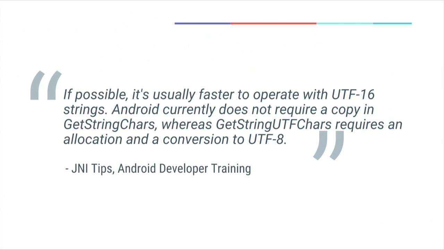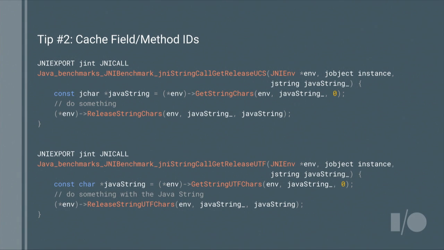If possible, it is usually faster to operate with UTF-16 strings. Android does usually not require a copy in GetStringChars, whereas GetStringUTFChars does. Basically, it makes sense. If we don't have to copy strings, it's going to be faster, right? So here are the two calls that get a string. You can either get the UCS string, which is a 16-bit standard format for the managed side of things, and UTF, which is, of course, what a lot of our native code expects. And since there's no conversion going on, we would expect that the UTF would outperform the UCS.